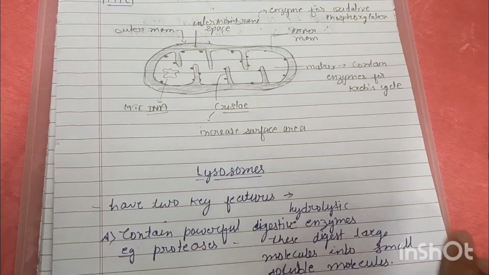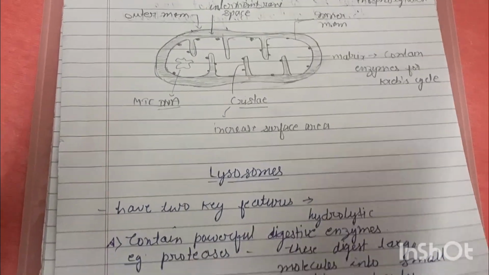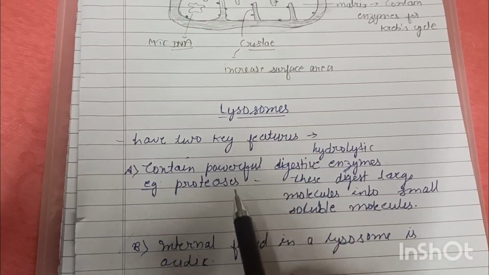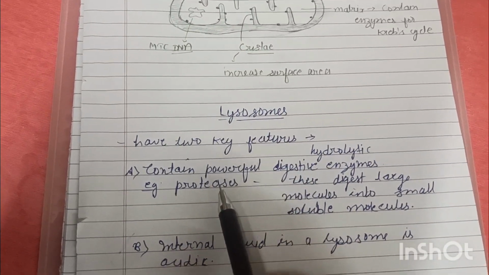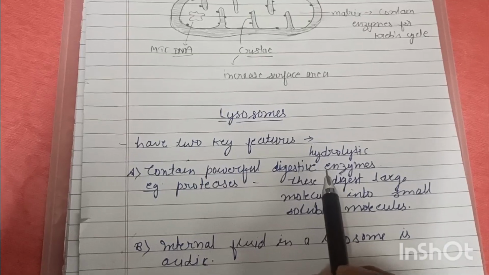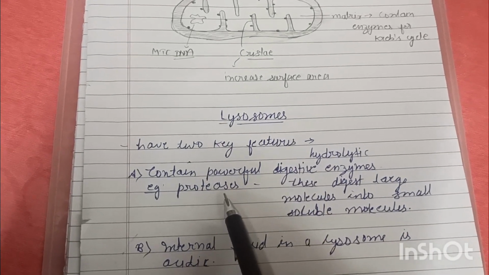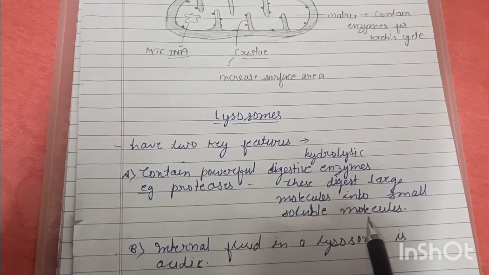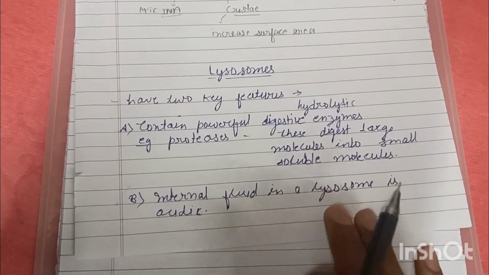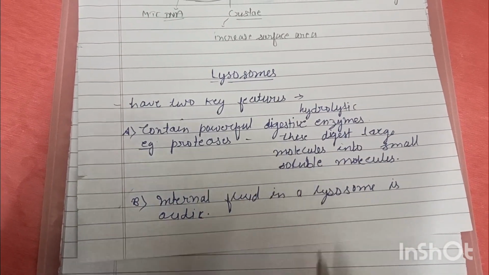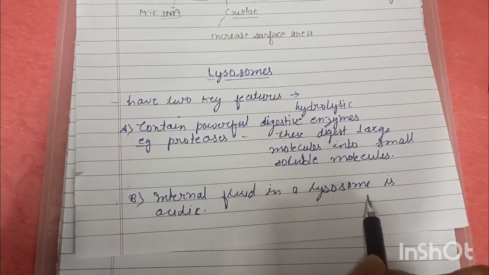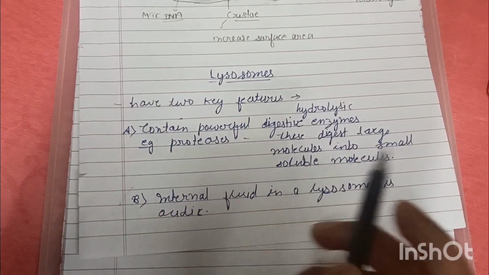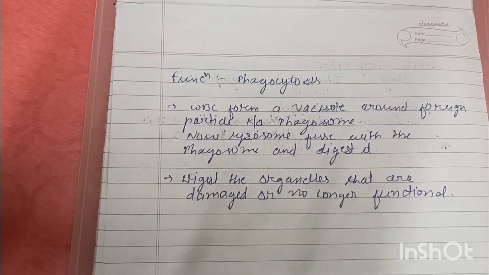Now let's come to the lysosome. There are two key features about lysosomes. First, lysosome contains powerful digestive hydrolytic enzymes, for example protease. Protease can digest large molecules into small soluble molecules. And the second key feature about lysosome is that the internal fluid in a lysosome is acidic. That's why protease and all other digestive enzymes work in acidic pH.